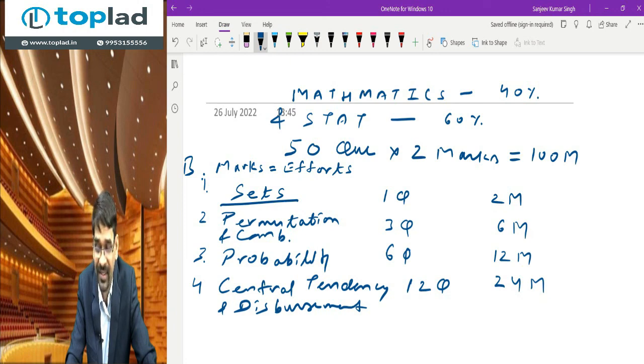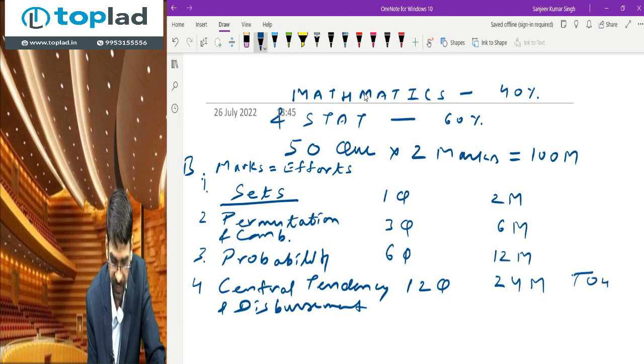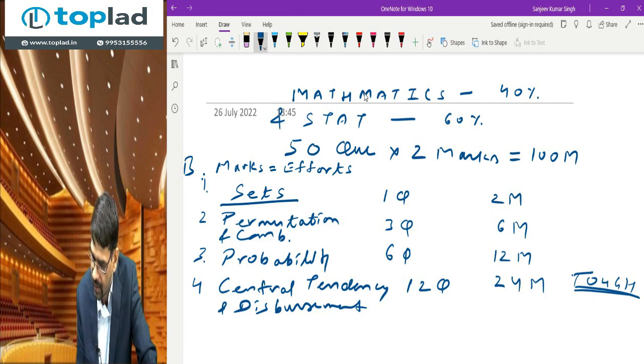So friends, now let's move on to the C category of the subject. In the eyes of the students, these chapters are very, very tough. I am here to remove the fear of the toughest part of the subject, so that our TopLad students feel very comfortable with it in the examination hall.